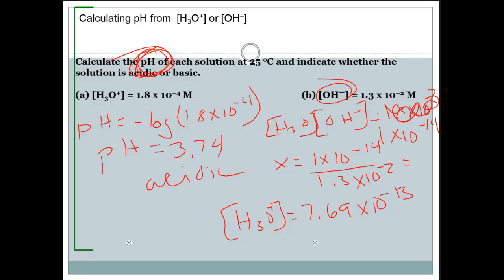I can then put this into the calculator, 7.69 EE negative 13, push the log button and take the opposite sign, and the pH comes out to be 12.11, which, because it's above 7, means that it's basic.